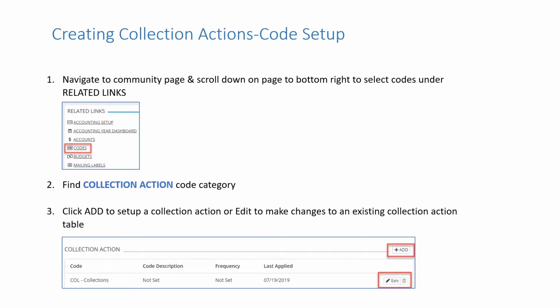And so you'll find the collection action code category once you go into the code. Once you're in that code section, you will find the collection action code category. And there's a screenshot below that'll show you what that looks like. And if you've already got something set up in there and you want to make edits to it, of course, you'll click that edit icon. If you don't have one set up, you can click the add icon to add one.